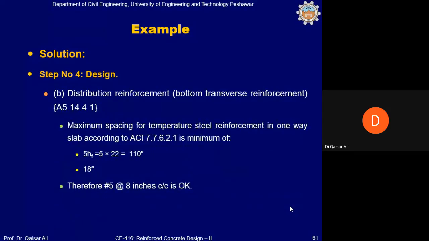Similarly, the top transverse and longitudinal reinforcement will also be placed according to the AASHTO code. The maximum spacing for temperature and shrinkage reinforcement in one slab according to this is the minimum of these, 3t and 18 inch. So also for shrinkage reinforcement in transverse and longitudinal direction we will provide number 5 at the rate of 18 center to center, because it is also the minimum reinforcement that we have calculated for bottom transverse reinforcement.